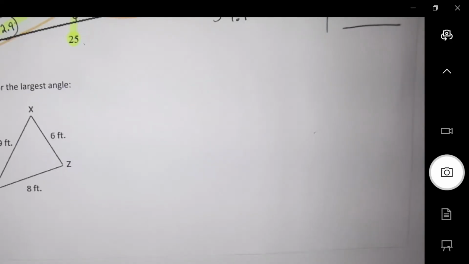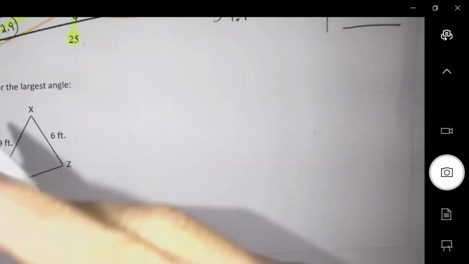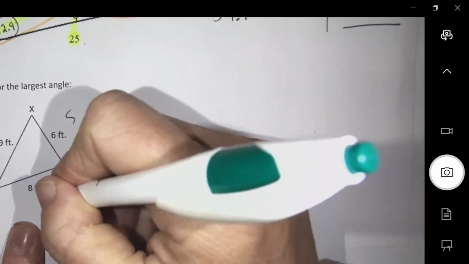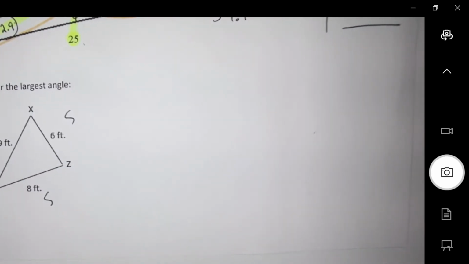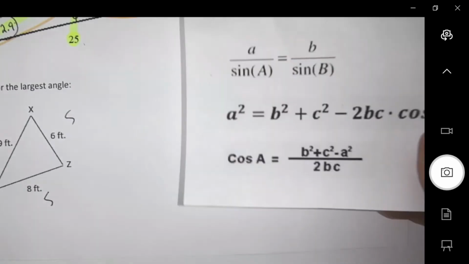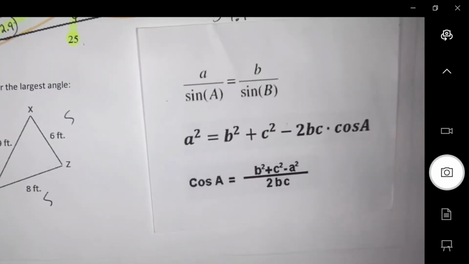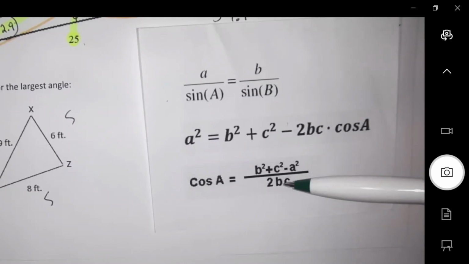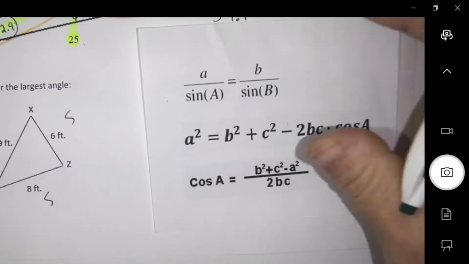Number 4, what is the situation? Do we have pairs, SAS, triple S? That's always the first question. So I have triple S. So that means, which formula would that be? The last formula.